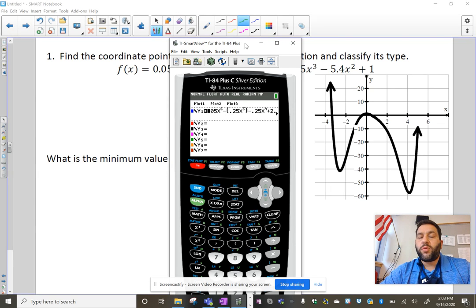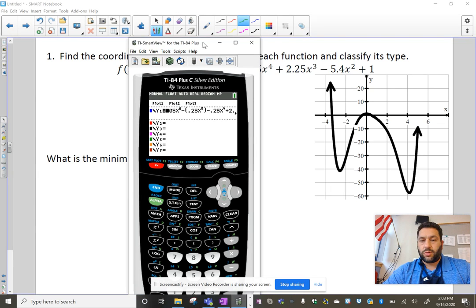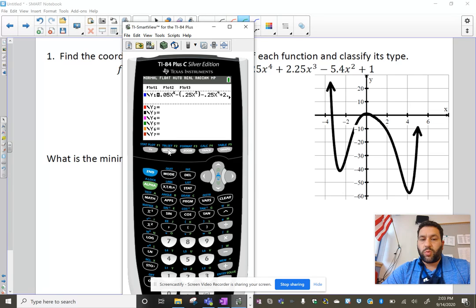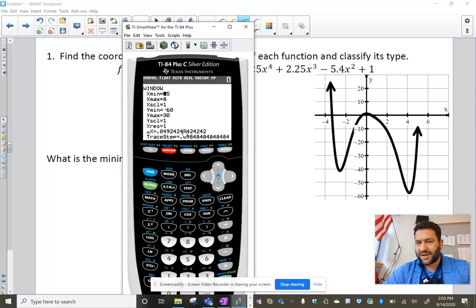Okay, once you've put in your equation of y equals, what you want to do is you want to go to your window, pause this video again, and put in the following window. Don't worry about what it says for change in x and trace step. Just do from x min to y scale and you'll be fine. So pause the video now, put that in. Once you've done that, I want you to hit graph.